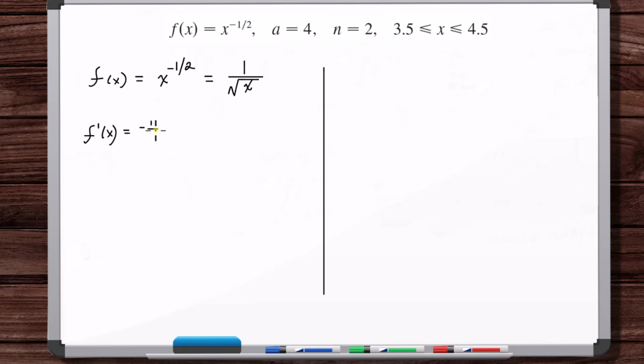So we've got minus 1/2 x to the minus 1/2 minus 1, which is minus 3/2. Second derivative: minus 3/2 times minus 1/2 is 3/4, x to the minus 3/2 minus 1, which is minus 5/2.